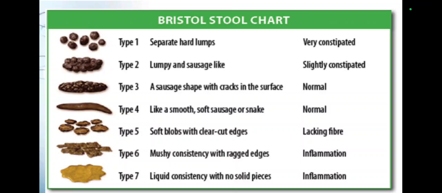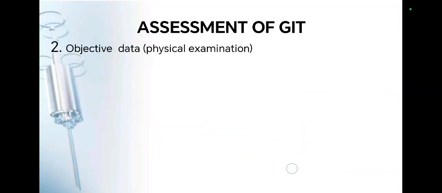So to avoid constipation, you increase fluid intake, you increase fiber, and you decrease fat intake, because the common reason we feel constipated is ingesting too much fat and too little water. You can use this chart to check, compare, and ask the patient what type of stool they eliminate.